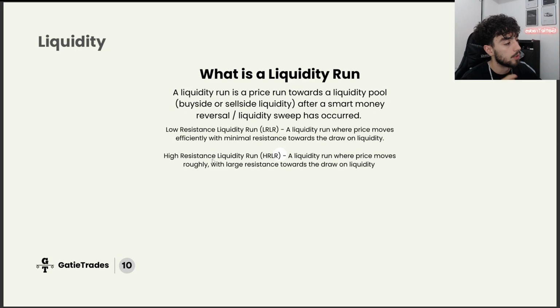High resistance liquidity runs is when there is a liquidity run where price moves roughly and has large resistance towards the drawn liquidity. So the drawn liquidity is the same, but sometimes there are specific conditions that make it easy and efficient where the market can run towards a liquidity pool, or the market can be very rough, very choppy, very slow, with deep retracements, and take a while to get towards that drawn liquidity, if at all.